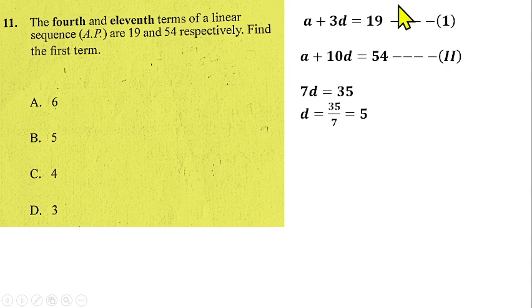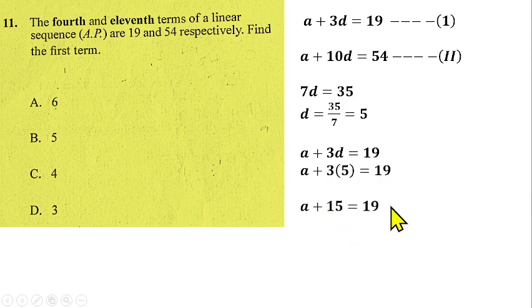You can also substitute this into equation 1 or equation 2. If we put it into equation 1, you have a plus 3d equals 19. Our d is 5, put it there. You have a plus 15 equals 19. a equals 19 minus 15. That gives us 4 as the first term you have to find. So option C is the correct option for question number 11.